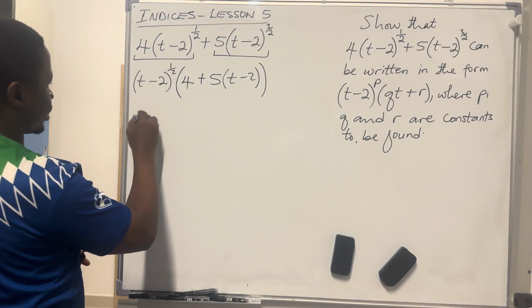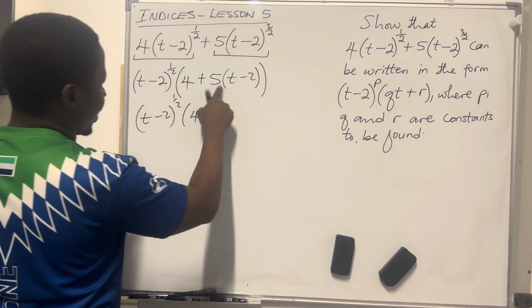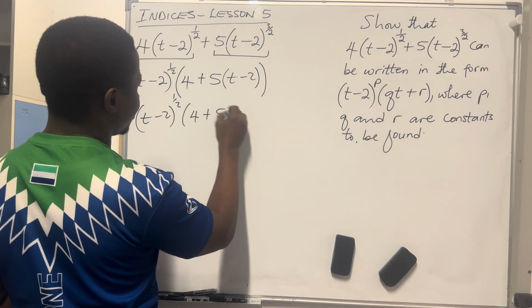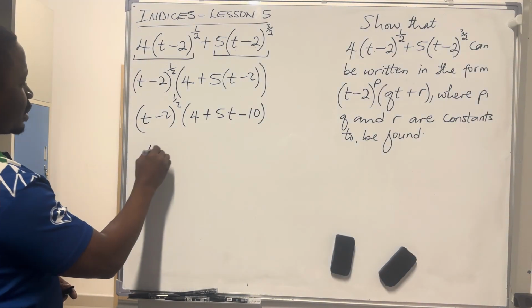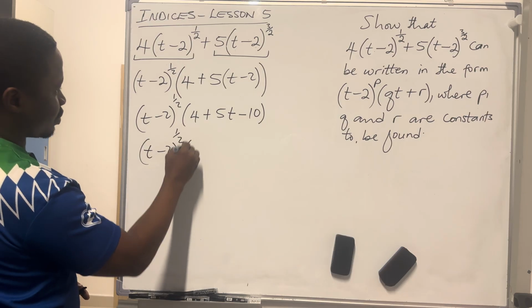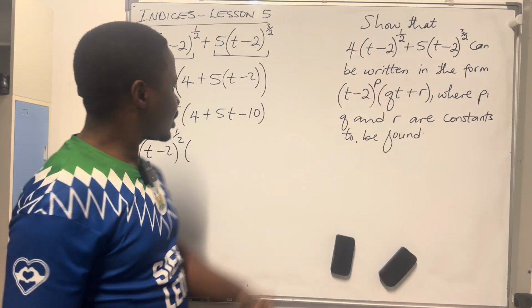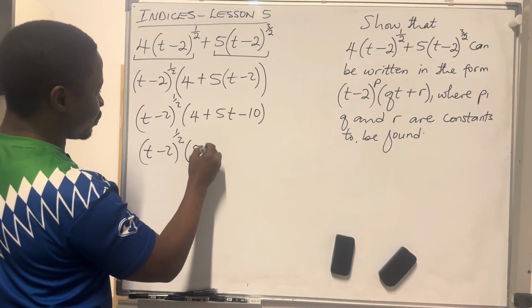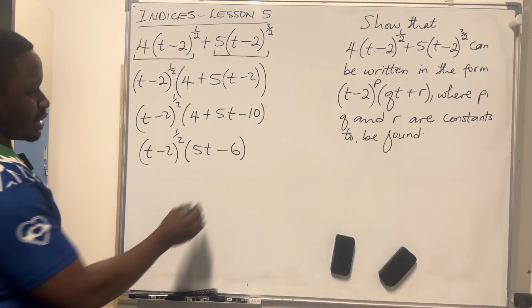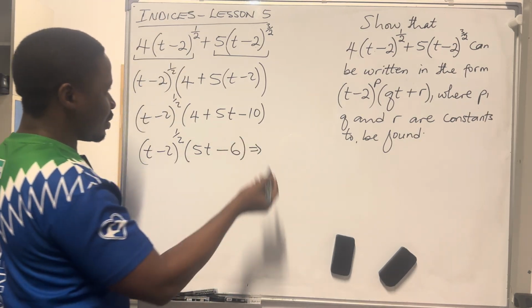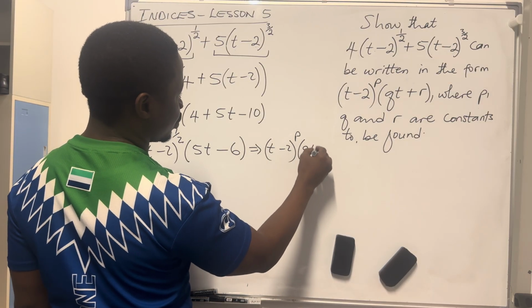So we say T minus 2 to the half. This is 4. 5 times T is 5T, plus times minus is minus. 5 times 2 is 10. So T minus 2 raised to half. 4 minus 10 is what? But the one with the T comes first. So let us write 5T first. 4 minus 10 is minus 6. So this is now in the form T minus 2 to the p, qT minus r.